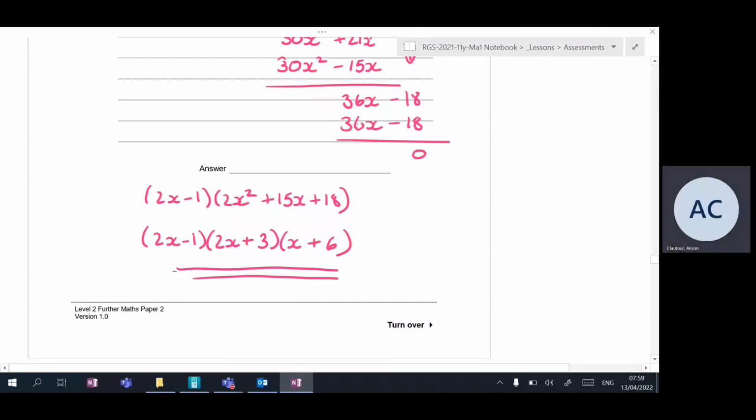Okay, so do your algebraic long division, continue to factorise the answer, so don't just leave it as the top version.